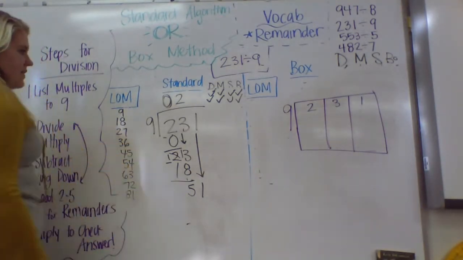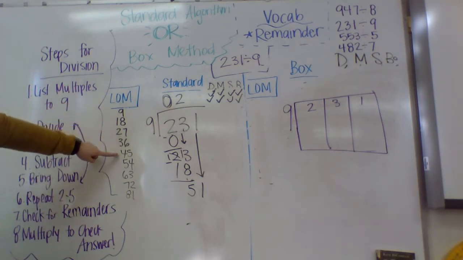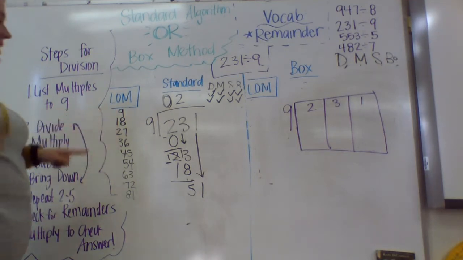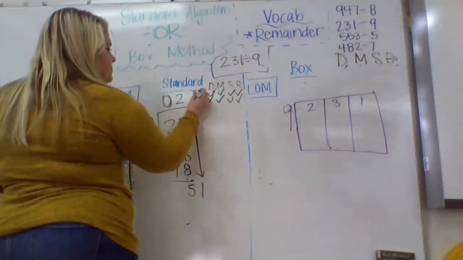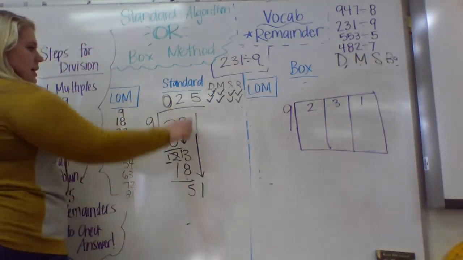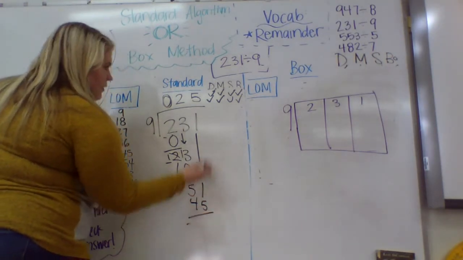9 can go into 51. How close can we get without going over? 9, 18, 27, 36, 45, 54. That's too much. Jump 1 back. And that is my 1, 2, 3, 4, 5 multiples. So 9 can go into 51 5 times. 5 times 9 is 45.